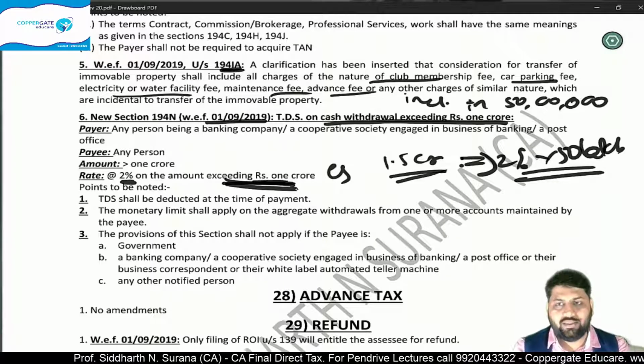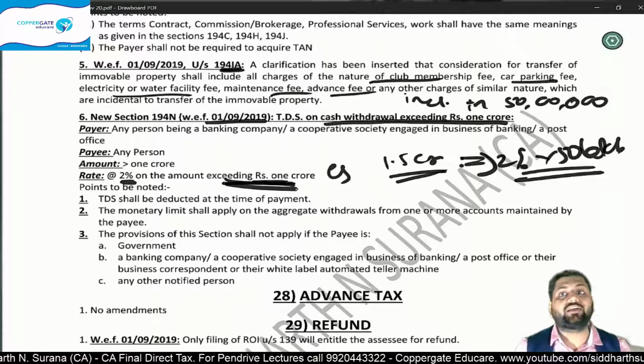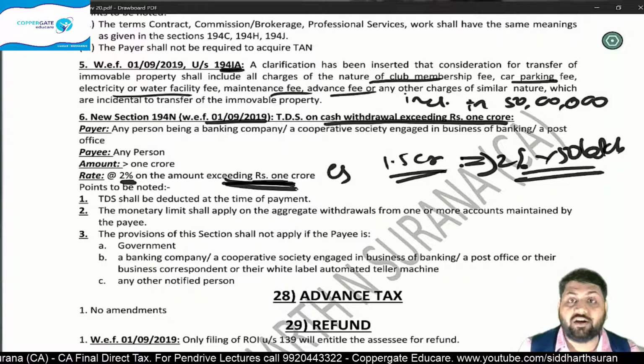By the way, this is a rare case where this TDS will not be included in your income. Normally, TDS amount is always included in our income because it is deducted from your income.